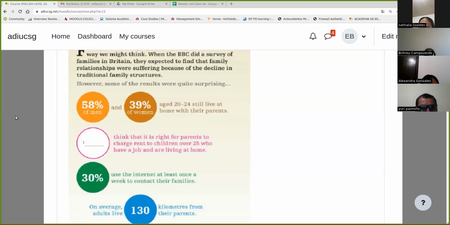58% of men, 39% of women, age 20 and 24, still. I think that it is right for parents to charge rent to children who have a job and are living at home. 30%.